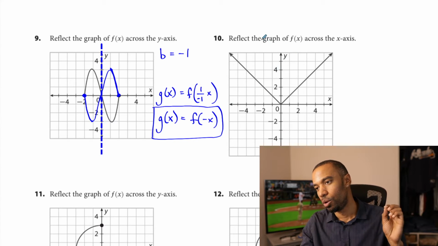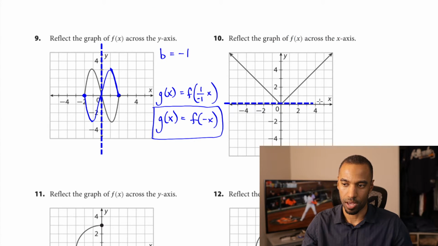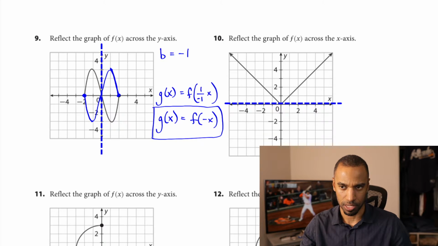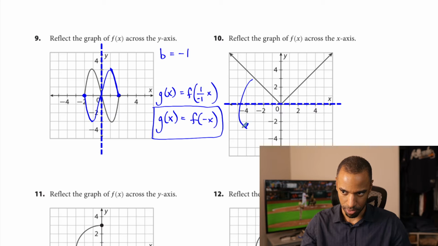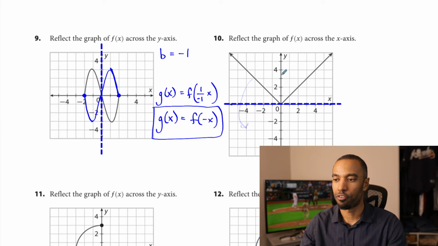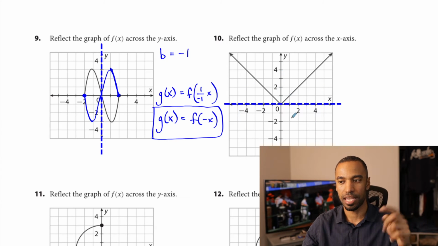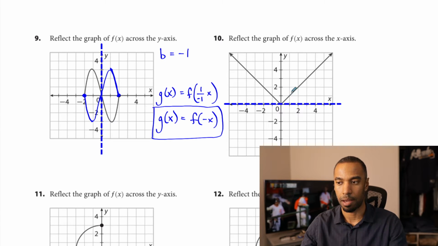All right, number 10. Reflect the graph of f of x across the x-axis. So now we're going to be looking across this one right here. It's not the same graph. It's an absolute value function. And we're going to take everything and flip it over down this way. If this is a V, the new graph will be an upside down V. So every point that we have here, the x's stay the same as we reflect across the x-axis. The y values are the ones that change. We take the opposite signs of them.